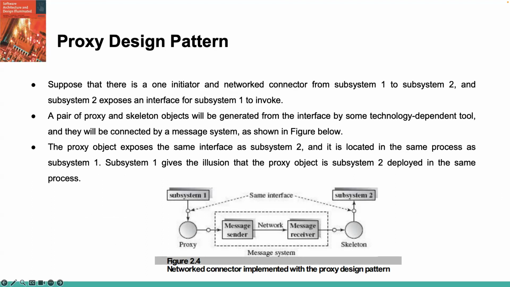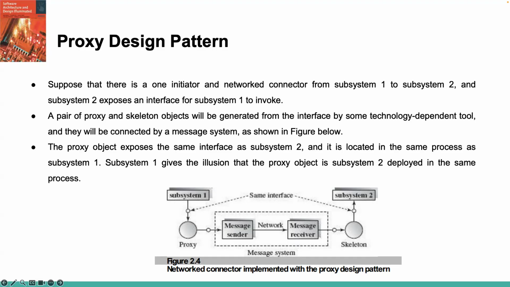Imagine we have two subsystems. The initiator located on one machine or process, that is subsystem 1, and subsystem 2, the receiver, located on a different machine or process and exposing an interface that subsystem 1 can call. Since subsystem 1 and subsystem 2 are located on different processors, a network connector is required for communication. But how does subsystem 1 invoke a method in subsystem 2, as if subsystem 2 were right there in the same process?